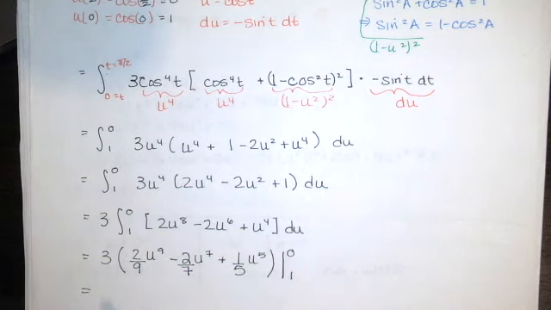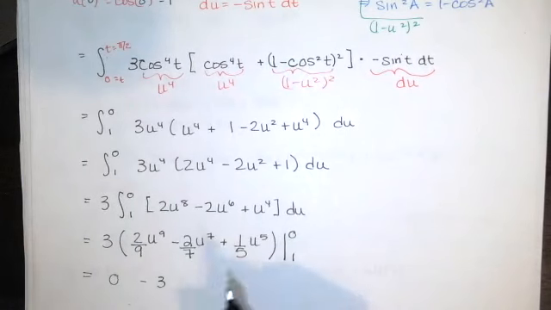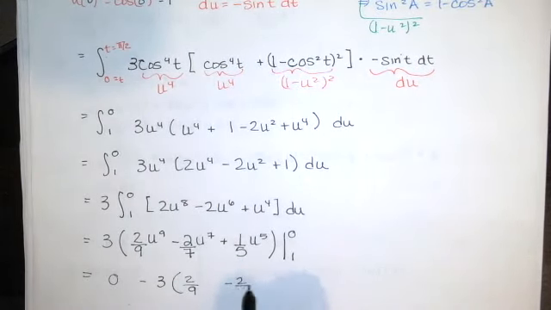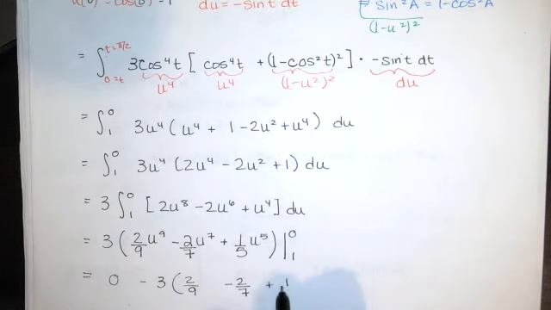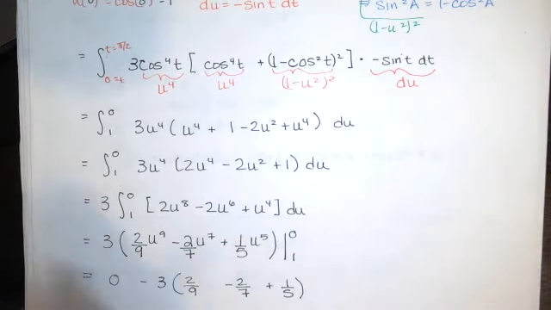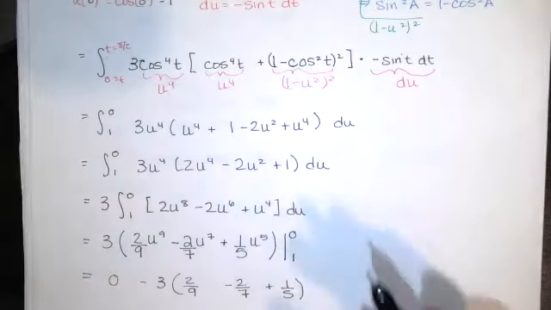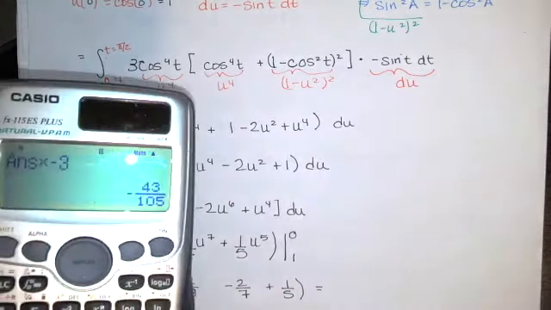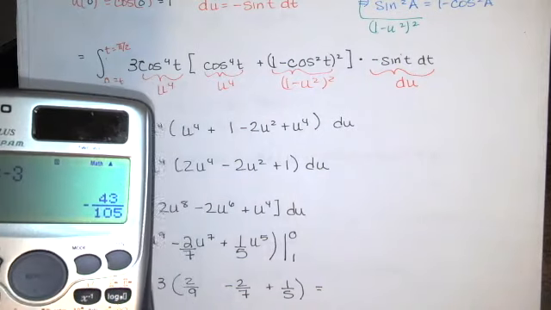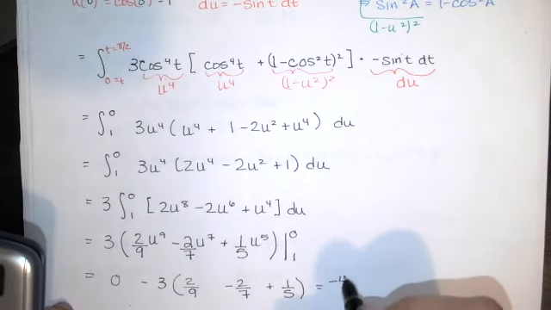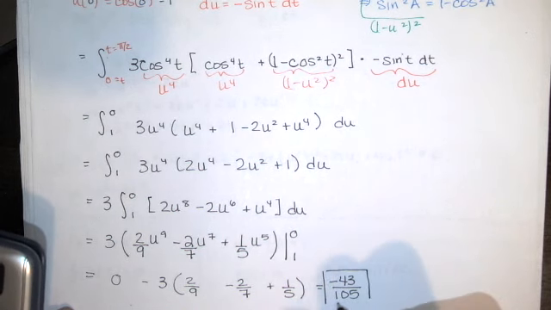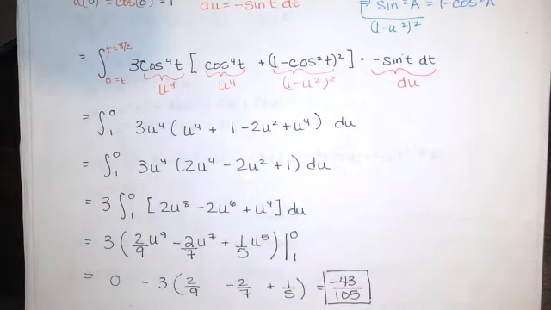At 0 for u, we're just going to get 0. Then at 1, we'll have 3 times 2/9 minus 2 over 7 plus 1 over 5. And then we'll multiply by negative 3. And I did that arithmetic on my calculator. I got negative 43 over 105. So it's really not too bad.